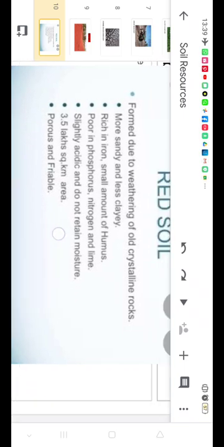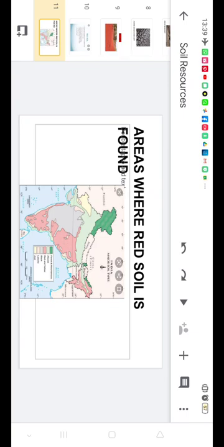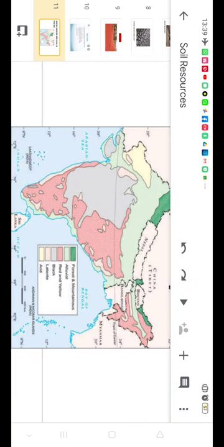So now the areas where you find the red soil. Please children, focus on the areas which are red in color. Those areas depict the areas where red soil is found. So red soil you find in Tamil Nadu, Andhra Pradesh, Karnataka, eastern parts of Madhya Pradesh. Then it's also found in the Jharkhand region, Odisha. Then in the northeast, it is found in Meghalaya, Mizoram and Nagaland.